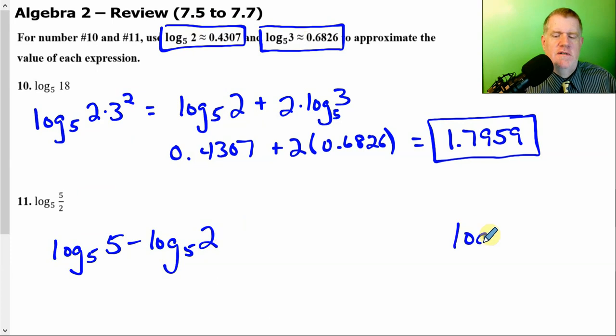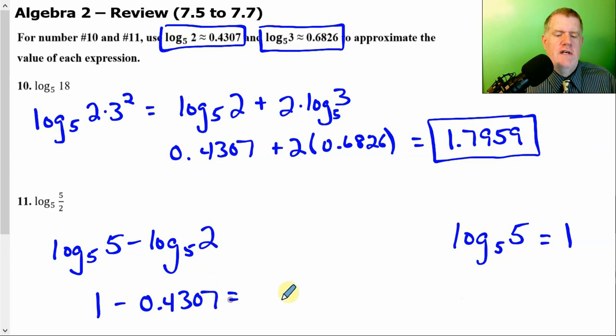Think about it. What's the log base 5 of 5? What power of 5 will get you 5? It's 1. Log base 3 of 3 is 1. Log base 7 of 7 is 1. This is just 1. And we subtract the log base 5 of 2, which is 0.4307. Do a little subtraction, and we get 0.5693.